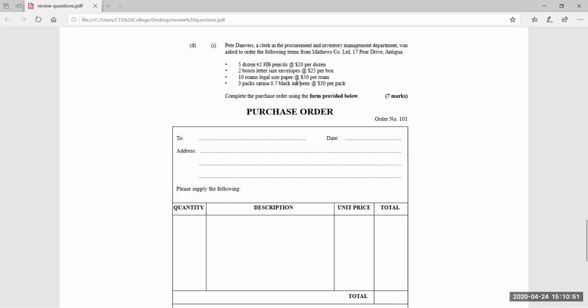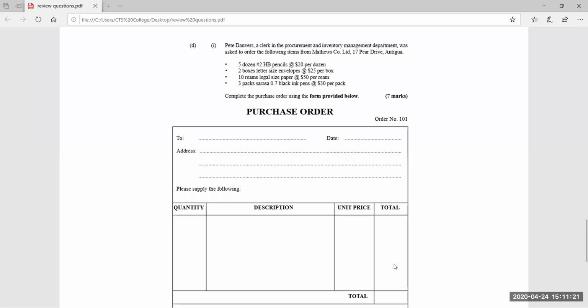Shavin, go ahead. Quantity 10. Reams legal size paper. Good. 50 for unit price, and then 50 by 10 gives us 500. Good. So that's the third line. Everybody has up to there so far? Yes. Good. Let's look at the last one.